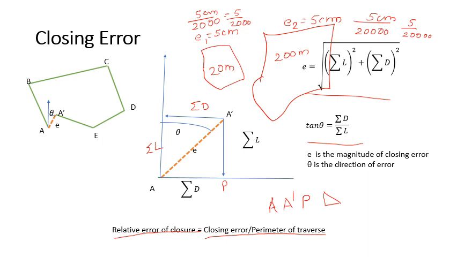Out of 20,000 length, you had only 5 unit mistake. Here out of 2000 centimeter length, you had 5 centimeter error. So this error is more in the case of plot 1. Right. So your relative error will be a better parameter to give you an idea of the accuracy of your work.